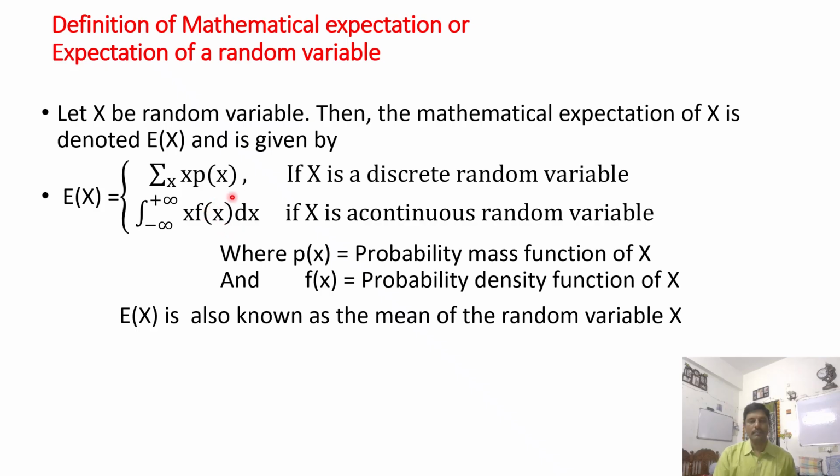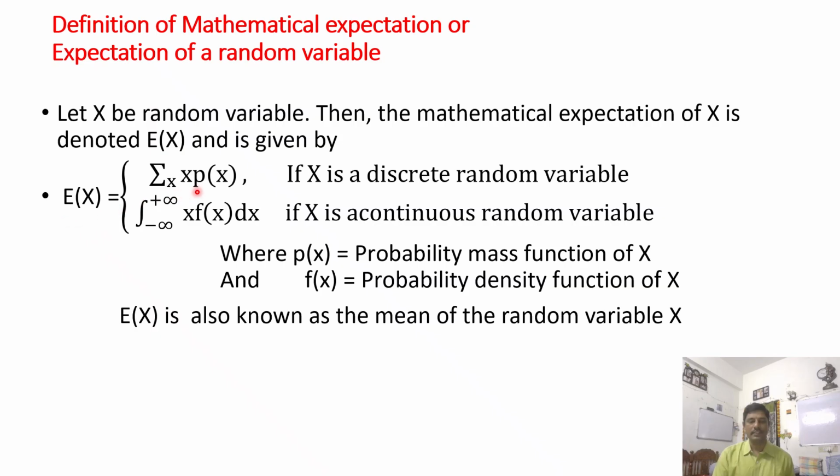Here p of x is the probability mass function of x. In the case of discrete random variable, we have the probability mass function. In the case of continuous random variable, we have the probability density function. So this P of x is called the probability mass function, and this f of x is called the probability density function. This is the mathematical expectation of a random variable.